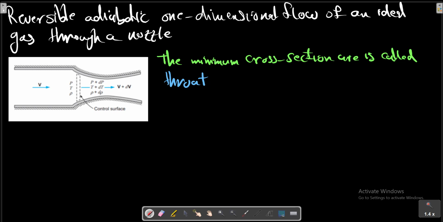Our first consideration concerns the conditions that determine whether a nozzle or diffuser should be converging or diverging, and the conditions that prevail at the throat. For the control volume shown, the following relations can be written. We can write the first law.